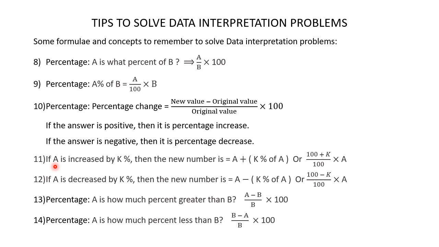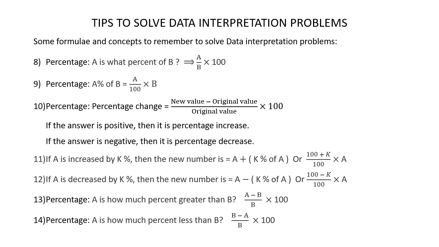Now, if A is increased by k percent, then the new number is A plus k percent of A, or 100 plus k divided by 100 multiplied by A. If A is decreased by k percent, then the new number is A minus k percent of A, or 100 minus k divided by 100 multiplied by A.